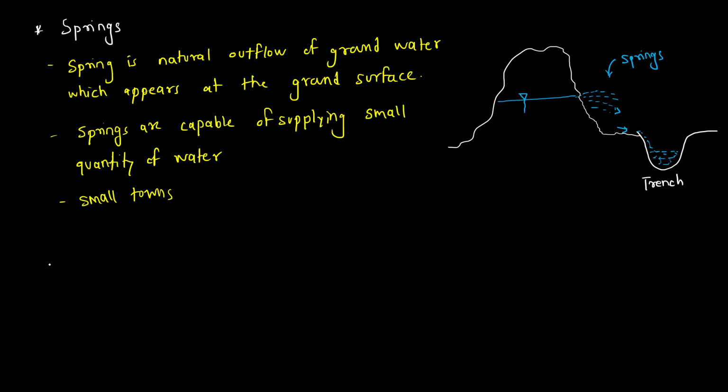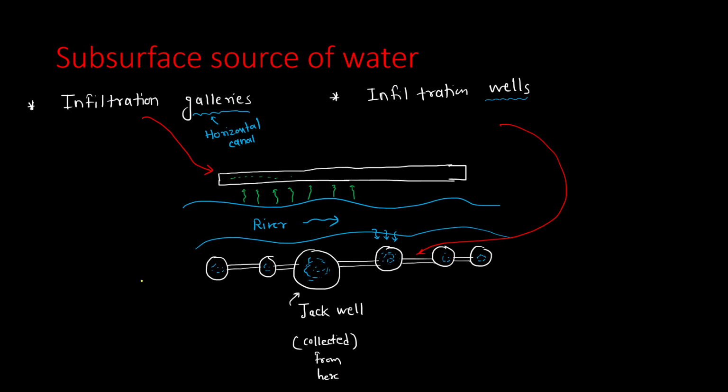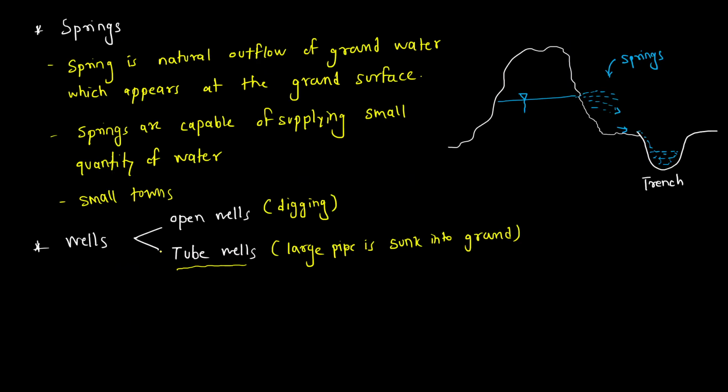Then the last thing is about wells. These wells are classified into two types. First is called open wells, and second one is called tube wells. So we all know this now. These open wells are generally constructed by digging. And in tube wells, a large pipe is sunk into the ground. These tube wells we call in Marathi as hapshi. So this is veer and hapshi. These are the two sources of wells. So with this, now we have completed the subsurface source of water. Among these, the most important parts are infiltration galleries and wells, and then springs.